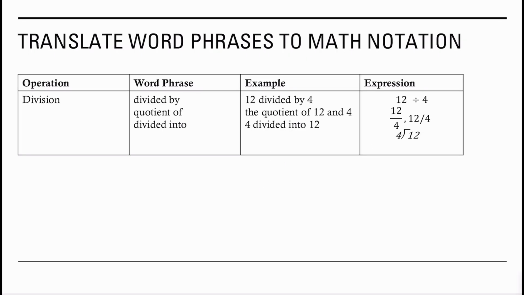So looking at translating word phrases to math notation, we need to understand that the word phrases of "divided by," or if we want to be finding "the quotient of" or "divided into," these are all examples of things that we can see in word problems when we want to be looking to use division. Examples of this could be 12 divided by 4, the quotient of 12 and 4, divided into 12. These are all different ways to say the same thing. Just as you can see in the fourth column there, we have different ways of expressing that in terms of our mathematical notation. They're all equivalent.